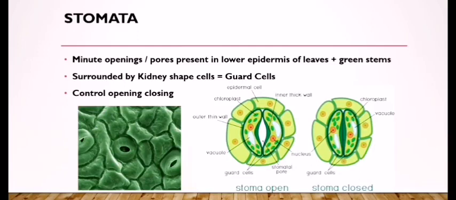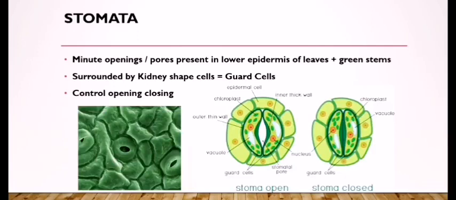And when they are surrounded by kidney shaped cells, they are called guard cells. So guard cells are the ones which are going to control the opening and closing of stomata. This is the most common and important question, which structure is going to control the opening and closing of stomata. They are the guard cells surrounding the stomata, which will help in opening and closing. So you can see the difference: when the stomata is open, there is a large space, and when the stomata is closed, there is a small space.